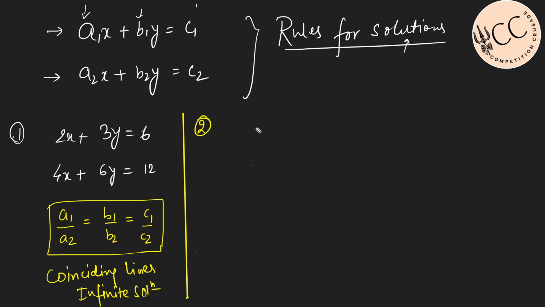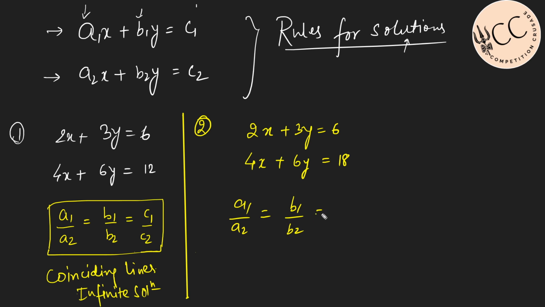Let's look into another case. Same equation, 2x plus 3y equals 6, but this time around 4x plus 6y equals 18. Now obviously you would have realized that a1 by a2 is equal to b1 by b2, but this is not equal to c1 by c2. Because the ratios of the coefficients of x and y are equal, these are parallel lines. The constant term can only determine whether the lines coincide or are parallel, otherwise they will intersect.